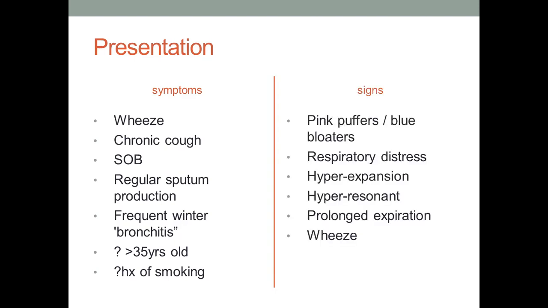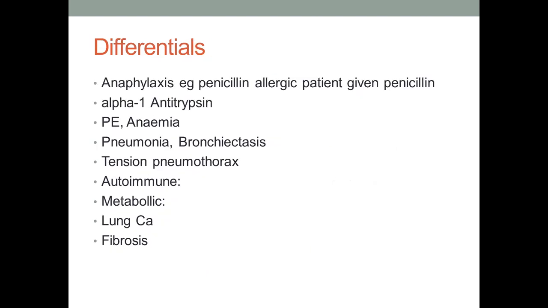In signs, these are the two terms used for a patient with severe COPD. One is pink puffer, the other is blue bloater, and there will be respiratory distress, hyperexpansion of the lungs, barrel chest shape, and the percussion note will be hyperresonant on both sides if the hyperexpansion is more, and there will be prolonged expiration with expiratory wheezes.